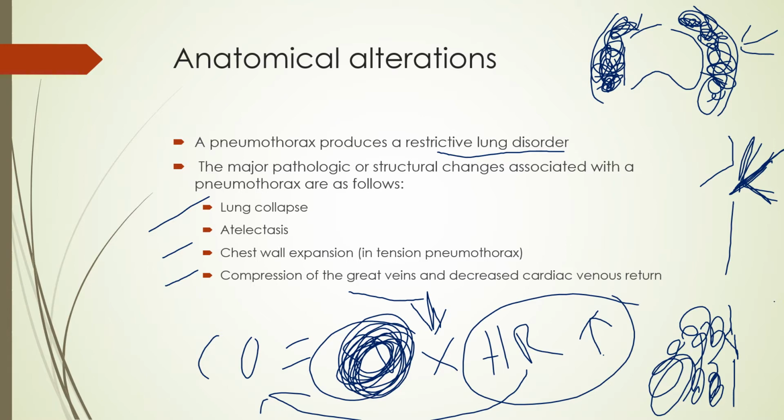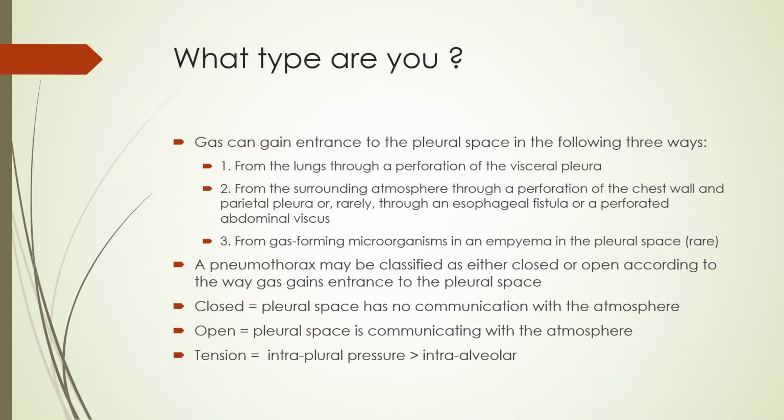So lung collapse, which causes atelectasis, chest wall expansion, so bigger AP diameter, and then compression of the great veins could cause a tension pneumothorax, right? And you'd see that hypotension and high heart rate.